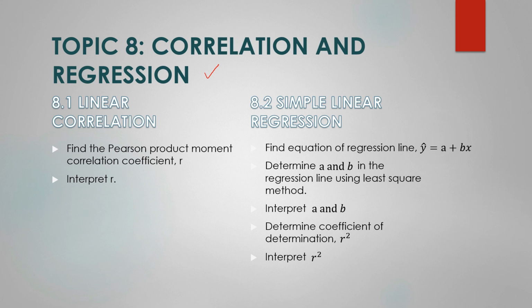In the last lecture, we already learned about 8.1 linear correlation, where you need to find the Pearson product moment correlation coefficient denoted by R, and you need to interpret R. And then we had learned about 8.2 simple linear regression. In the simple linear regression, you need to find the equation of regression line y hat equals a plus bx. And then we already learned about determining a and b in the regression line using the least square method. We also had to interpret the coefficients of a and b.